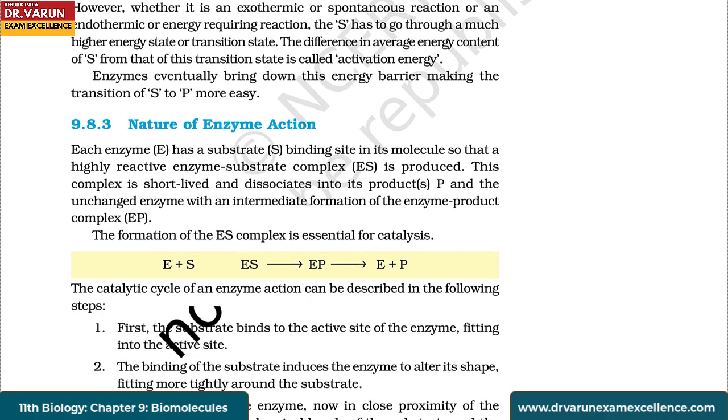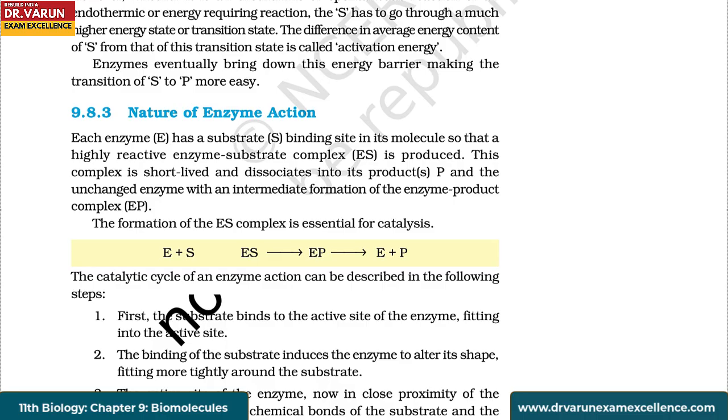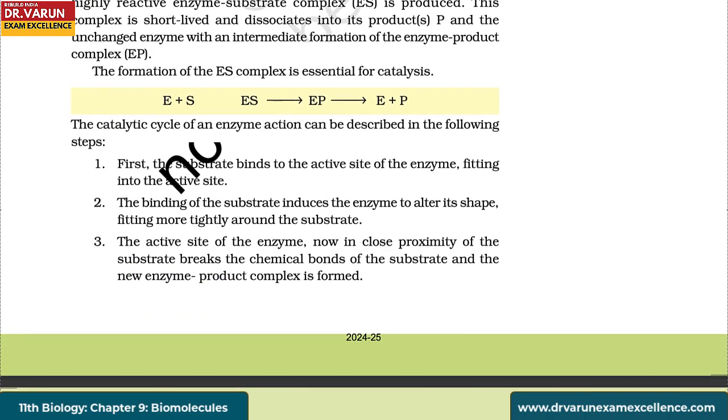Nature of enzyme action. Each enzyme has a substrate binding site in its molecule so that a highly reactive enzyme substrate complex is produced. This complex is short-lived and dissociates into its products P and the unchanged enzyme with an intermediate formation of the enzyme product complex. The formation of the enzyme substrate complex is essential for catalysis. E plus S becomes ES, which becomes EP, then it becomes E plus P. The catalytic cycle of an enzyme action can be described in the following steps.